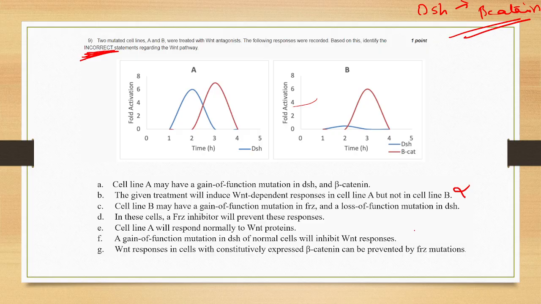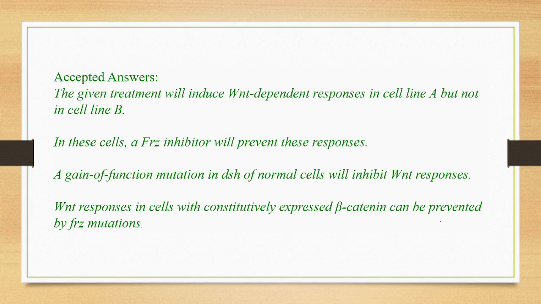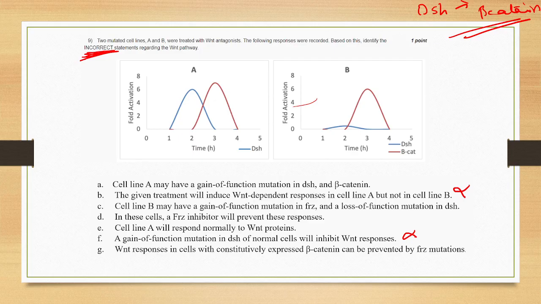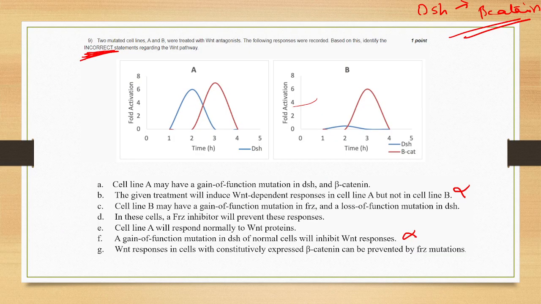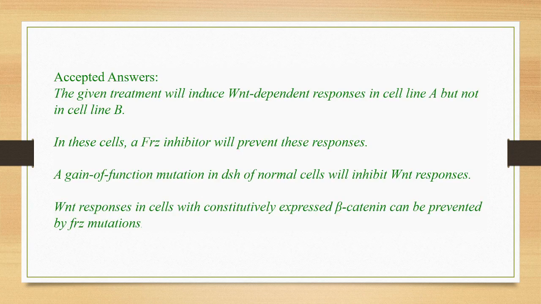So this is wrong. Wnt response in cells with constitutively expressed beta catenin can be prevented by frizzled mutations. This looks right to me. Let's see what are the incorrect statements. The given treatment will induce Wnt dependent response in cell line A but not cell line B. Correct. In these cells, frizzled inhibitor will prevent these responses.